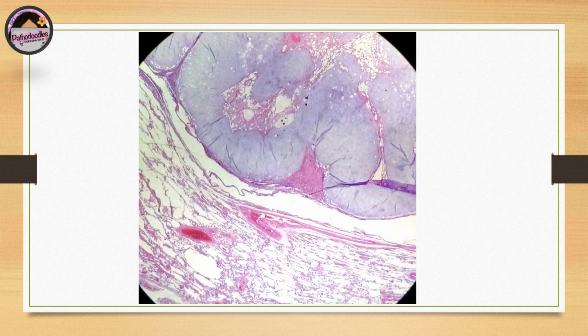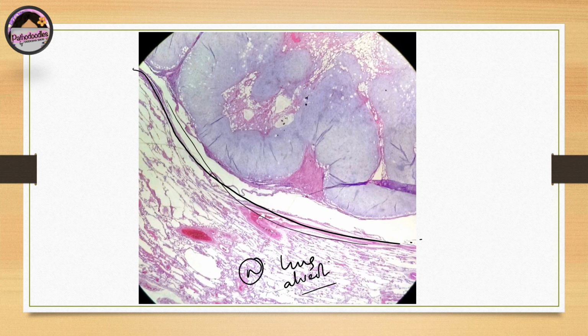Now look at this photograph here. This is a lung specimen. You can see lung alveoli here. All of this is normal. And here you can see a nicely circumscribed lesion which has a lot of cartilage. You can make out from the blueness of it, right? It's cartilage. So this is a tumor or a lesion called pulmonary chondroma or a pulmonary hamartoma.